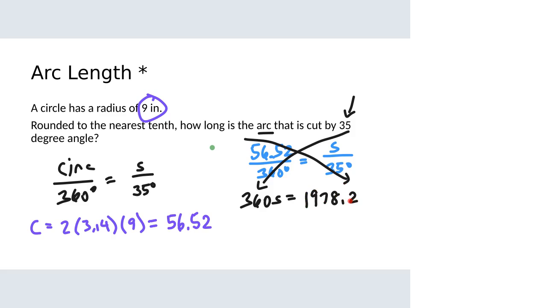To get S by itself, we'll divide both sides by 360. These cancel, giving us S is 5.495. And I was told in this one to round to the nearest tenth. So we'll find the tenths place, look one space to the right. That's 5 or bigger, so we'll round up to 5.5.